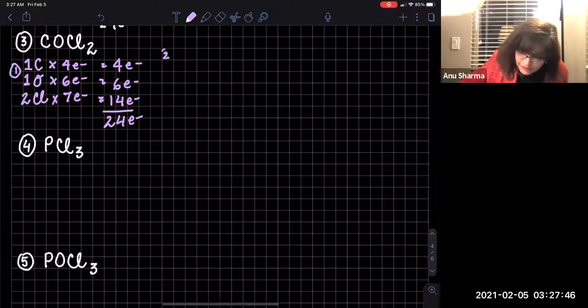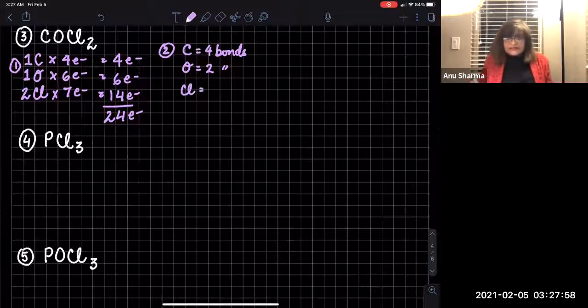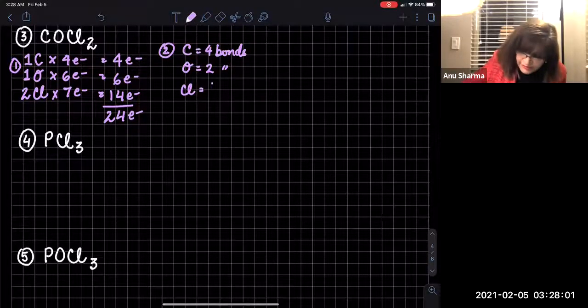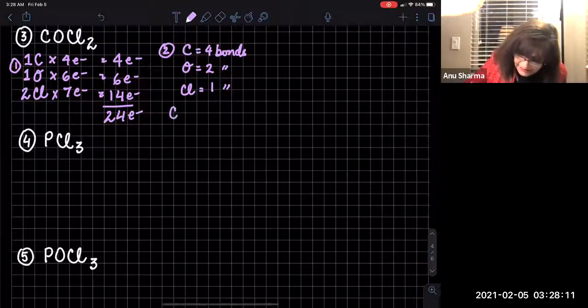Next is, out of these, which one is going to be in the middle? Carbon can make 4 bonds. Oxygen can make 2 bonds, and there are 2 chlorines. Normally, chlorine will make 1 bond. So which one is getting the center spot? Obviously, it's carbon. Besides that, carbon has the lowest electronegativity, lower than that of oxygen and chlorine. So that is why it is going to be in the middle.